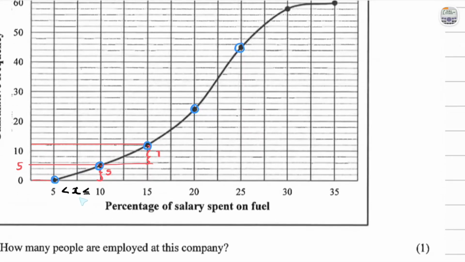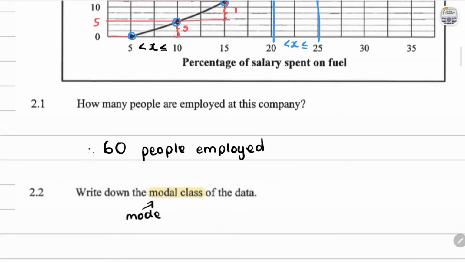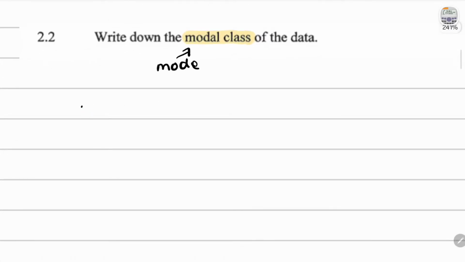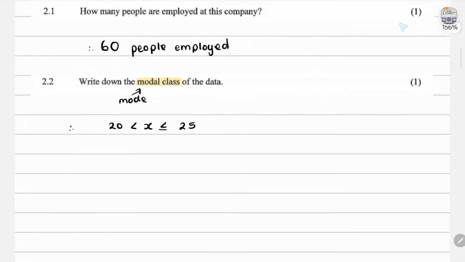Notice how to find the frequency of this class where x is greater than 5 but less than or equal to 10, we knew to look at this point. We said that frequency minus this frequency. So to find that biggest jump, that highest frequency, it's going to lie here between these two data points. And so that is where x is greater than 20 but less than or equal to 25. Okay, and that would be our modal class. The biggest frequency lies here where x is greater than 20 but less than or equal to 25. And that is our answer.